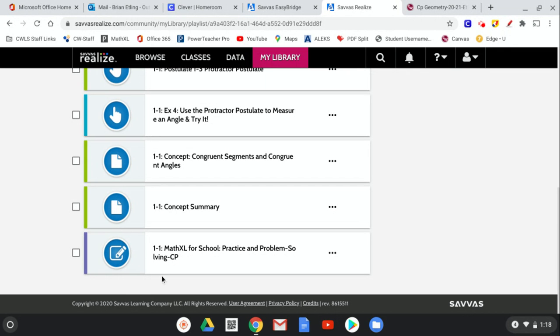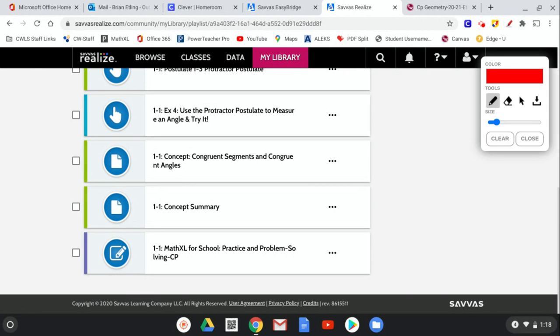So the last thing is the Math Excel for school practice problems. That is right here. Those are some practice problems, and that is going to be your homework for this section, okay? I think it's only about 10 problems. You just need to go through and solve those 10 problems. It shouldn't take you that long, okay, guys?